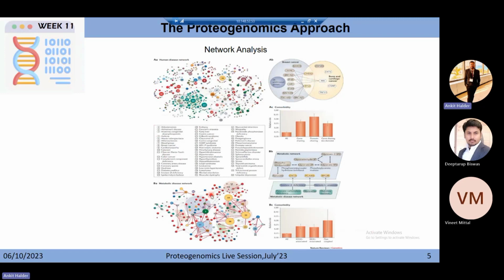Along with that, you can do a metabolic disease network. You can have the different metabolic pathways like glycolysis, pentose phosphate pathway, fatty acid synthesis, and you can see according to the disease which pathways are getting affected, and then you can perform a cluster kind of analysis.